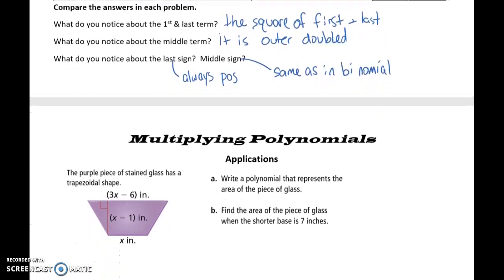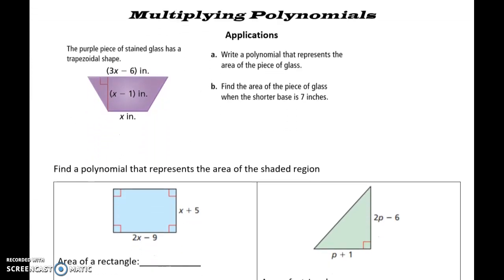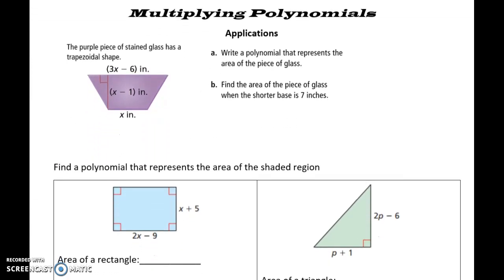All right, go ahead and flip. And we're just going to do a couple of these. All right, this first one is actually pretty complicated. We have this purple piece of stained glass shaped like a trapezoid. We're going to write the polynomial that represents the area. So first we have to know that the area of a trapezoid's formula is 1/2 times the height times the base 1 plus the base 2 added together.